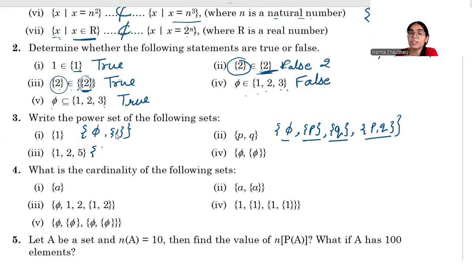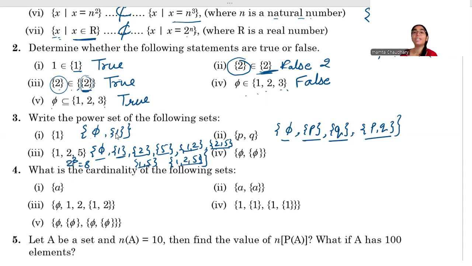Now for this one: first the empty set, second {1}, third {2}, next {5}, next take {1, 2} together, next take {2, 5} together, next take {1, 5} together, and next will be {1, 2, 5} together. So how many sets will there be? 1, 2, 3, 4, 5, 6, 7, 8. As there are 3 elements, 2 raised to power 3, which is 8 subsets, will be there. So 8 elements in the power set. You can see we have written all 8 elements.